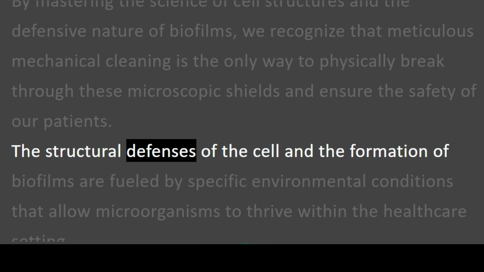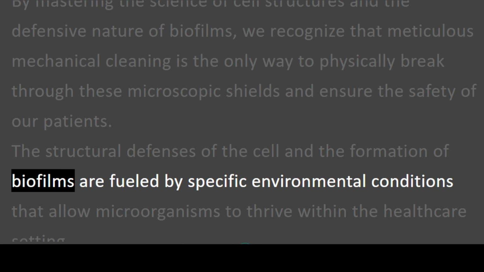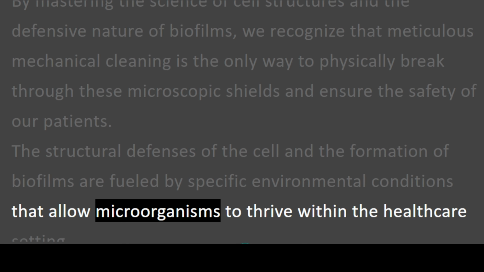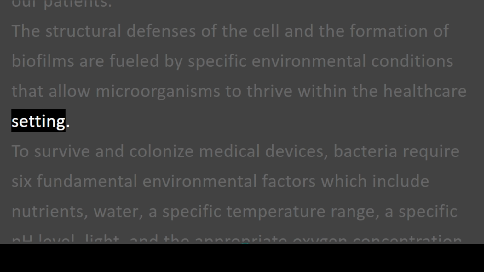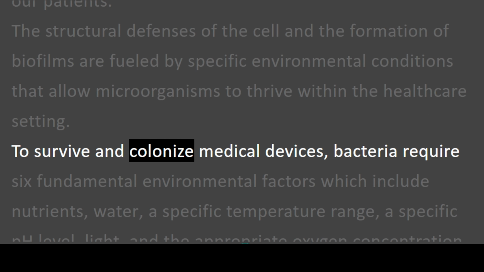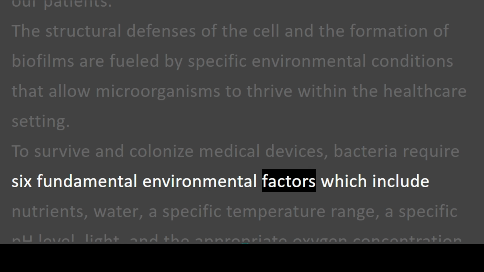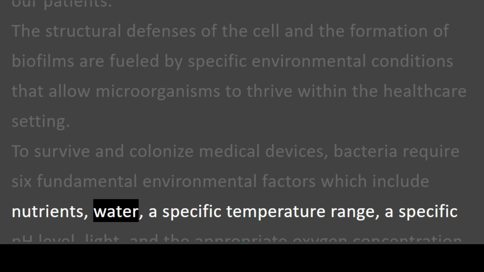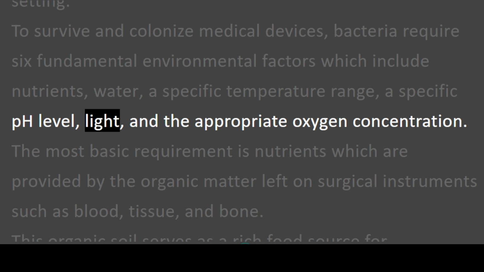The structural defenses of the cell and the formation of biofilms are fueled by specific environmental conditions that allow microorganisms to thrive within the healthcare setting. To survive and colonize medical devices, bacteria require 6 fundamental environmental factors which include nutrients, water, a specific temperature range, a specific pH level, light, and the appropriate oxygen concentration.